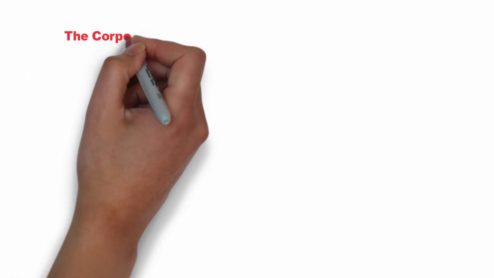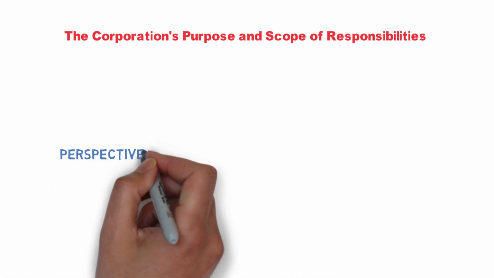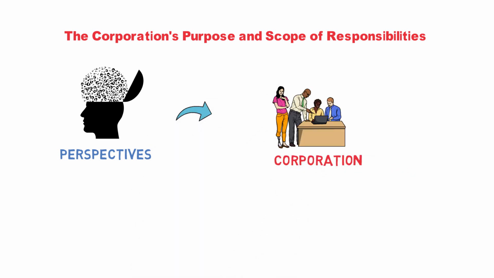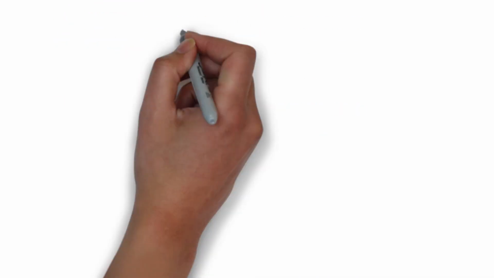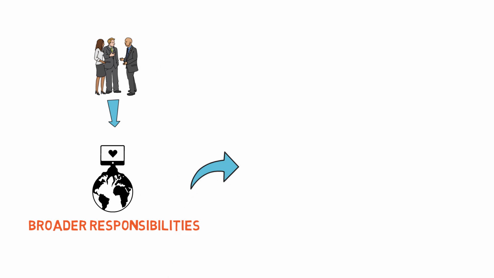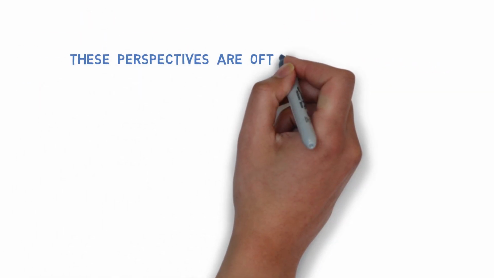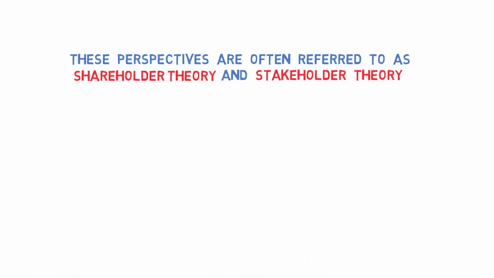The corporation's purpose and scope of responsibilities. There are different perspectives on the purpose of the corporation, with some arguing that it exists solely to maximize profits for its shareholders, while others argue that it has broader responsibilities to society as a whole. These perspectives are often referred to as shareholder theory and stakeholder theory.